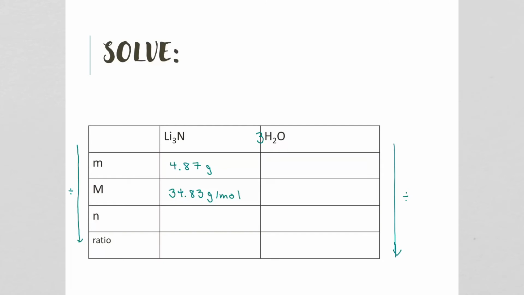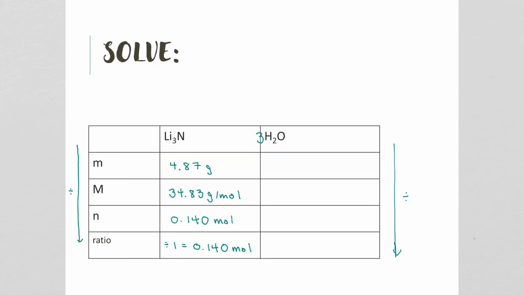Now we'll divide the mass divided by the molar mass. So we get 0.140 moles. And we divide by the coefficient this time, so divide by 1. This time we're not carrying that up anywhere because we don't know which one's the limiting reactant yet. So we just leave it there.